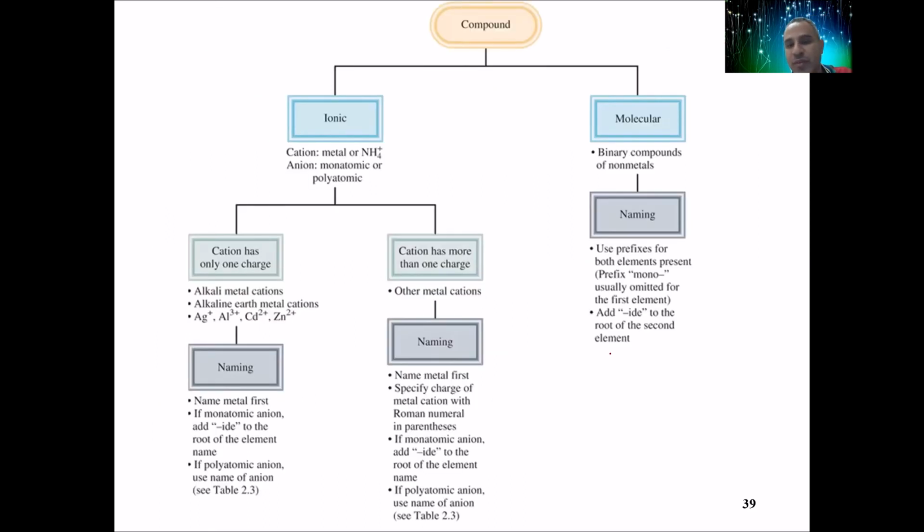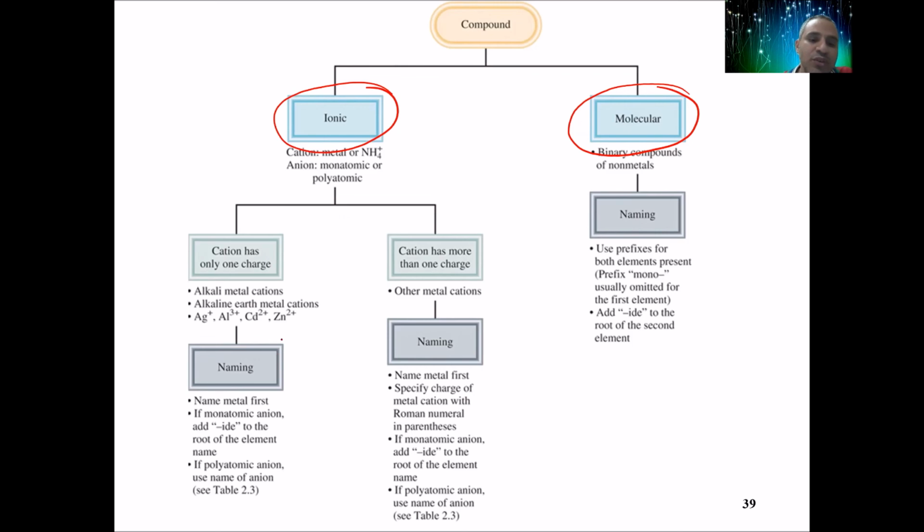Naming compounds will depend on the nature of the compound. We have molecular compounds, which are combinations of nonmetals with each other. And in this case, we start with the element further to the left, using Greek prefixes to indicate the number of atoms of each element in the compound. For ionic compounds, we will have two types. Type 1 will have only one possible charge for the cation, and in this case, you don't need to add anything special.